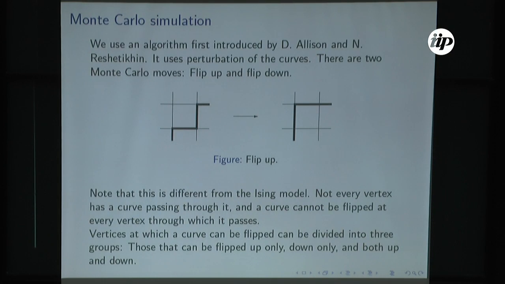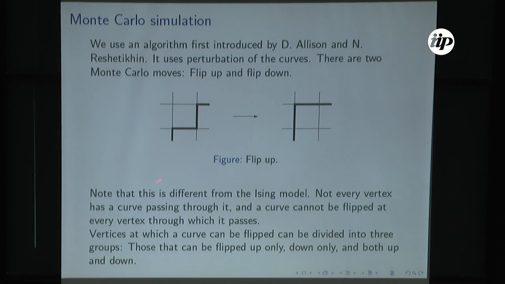I'll say something about the Monte Carlo simulation. We use the same method as Allison and Reshetikhin, which is the perturbation of the curve, which I mentioned earlier. Here, we consider this curve with the local Monte Carlo move, where we flip it up like this. So it's a flip up, and the flip down is the opposite.